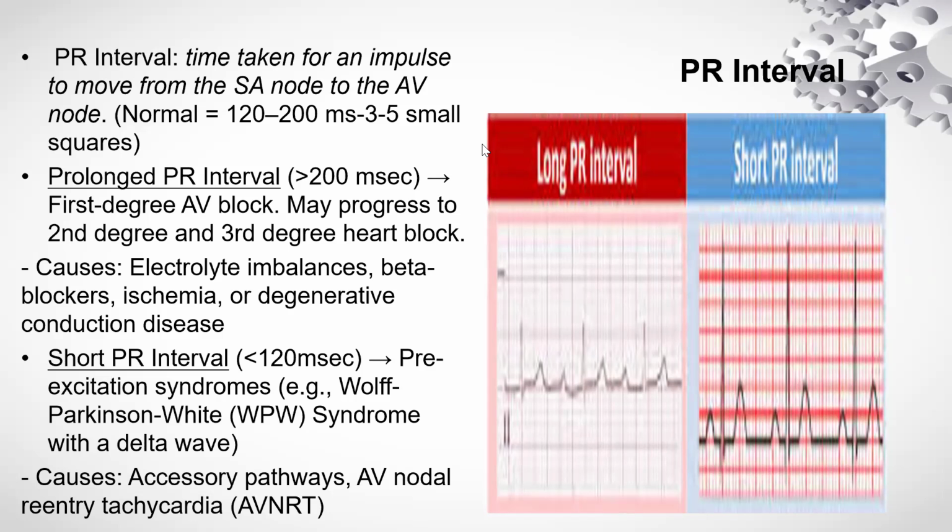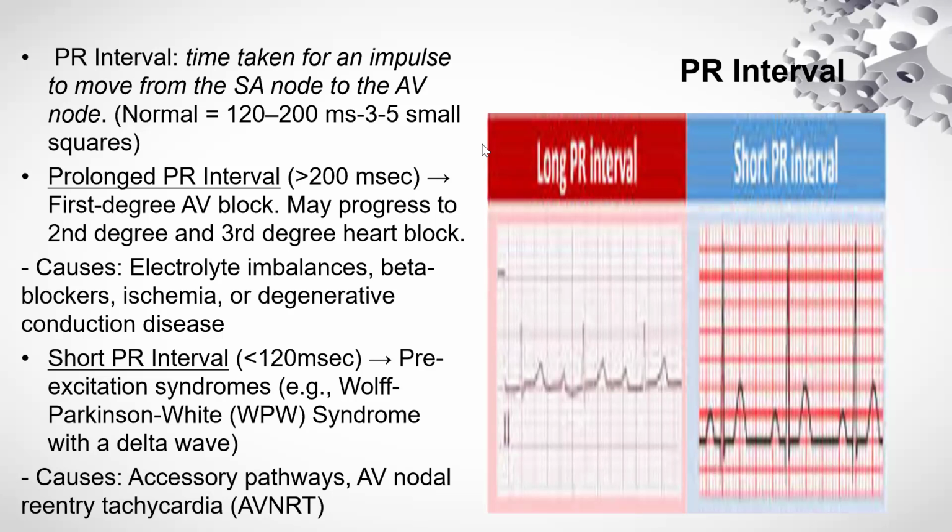When the PR interval is less than 120 milliseconds, you can have conditions like pre-excitation syndromes, like your Wolff-Parkinson-White syndrome. And most of the time, Wolff-Parkinson-White syndrome will come with a delta wave. It shows that there's an accessory pathway. The electrical impulse generation is not just from the SA node, and that's why you have a short PR interval.